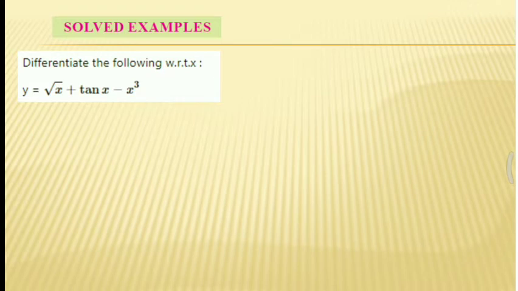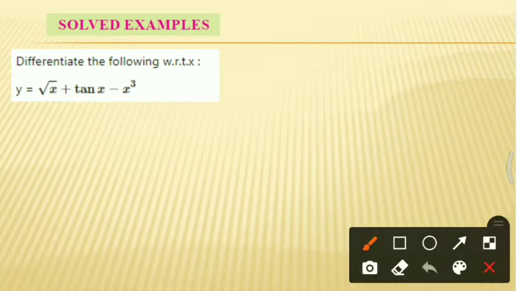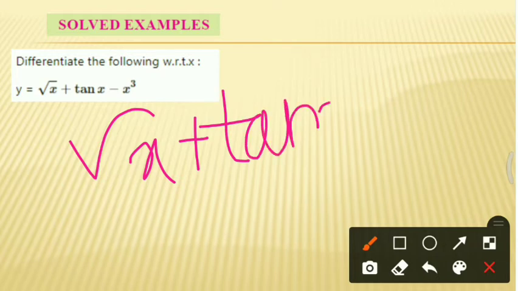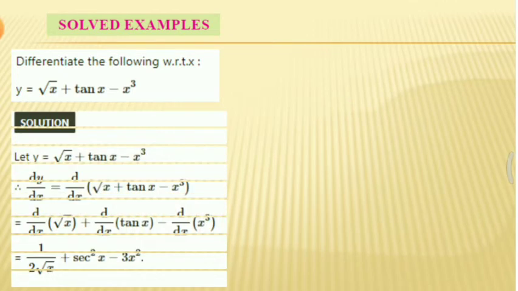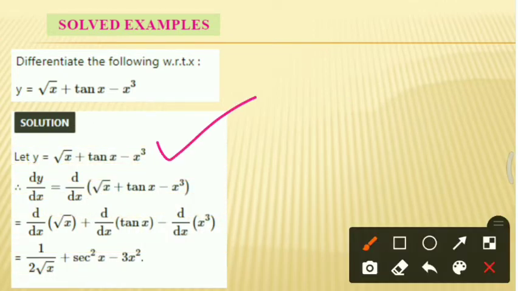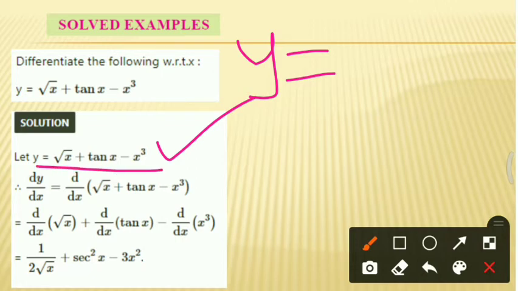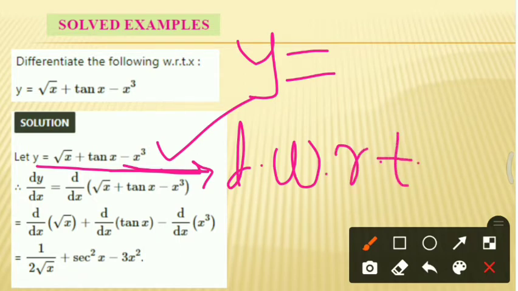So first example is differentiate the following with respect to x. Now here the function is root x plus tan x minus x cube. Solution. Given y is equal to, write first step of solution as the given function y. y is equal to root x plus tan x minus x cube. Now write here differentiating with respect to x, that is d w.r.t. x. You must write d w.r.t. x, differentiating with respect to x.